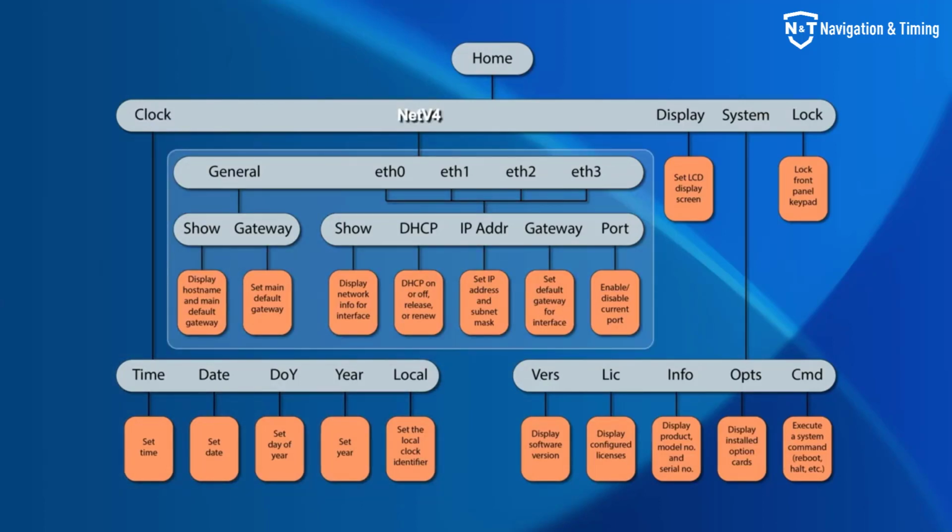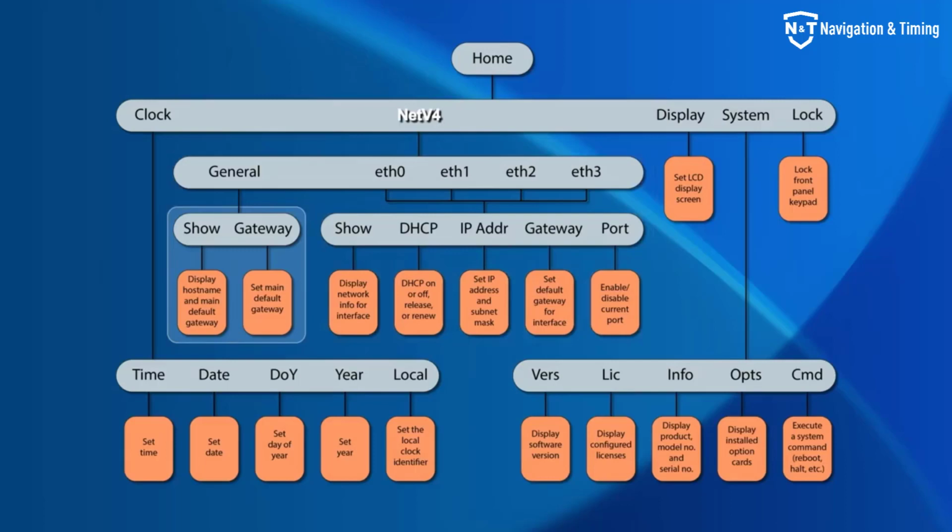NetV4 is where your IPv4 network configuration can be set for the front of the unit. And when going into this menu, it's broken up into subdirectories for each of the Ethernet ports. General is where you can configure the main default gateway. You can also show the current host name and main default gateway.